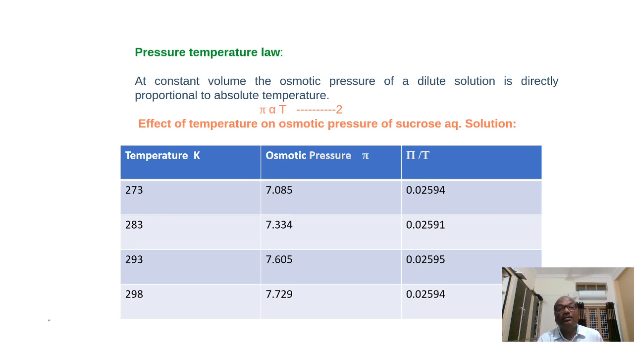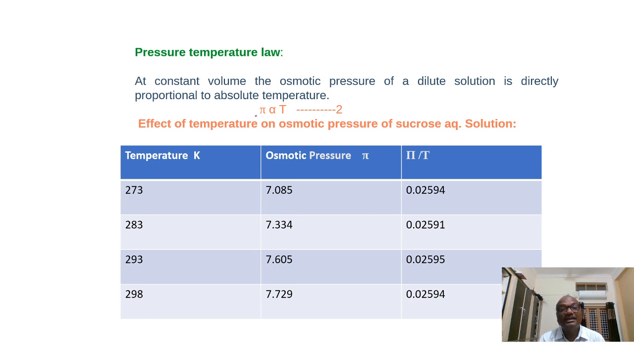At constant volume, the osmotic pressure of a dilute solution is directly proportional to absolute temperature. This is the pressure temperature law. We also call it the Charles Van 't Hoff law. Pressure temperature law or Charles Van 't Hoff law in the case of dilute solution.